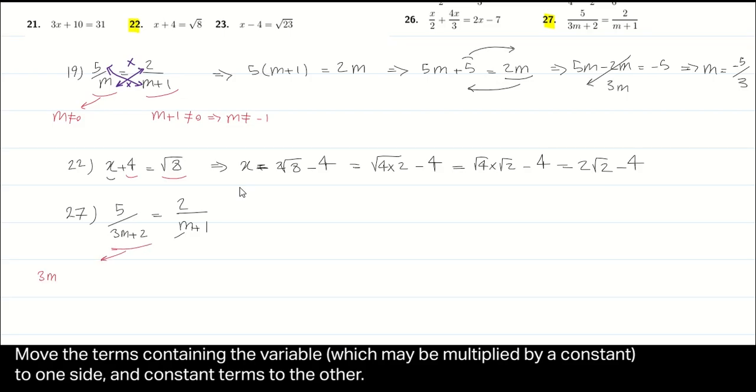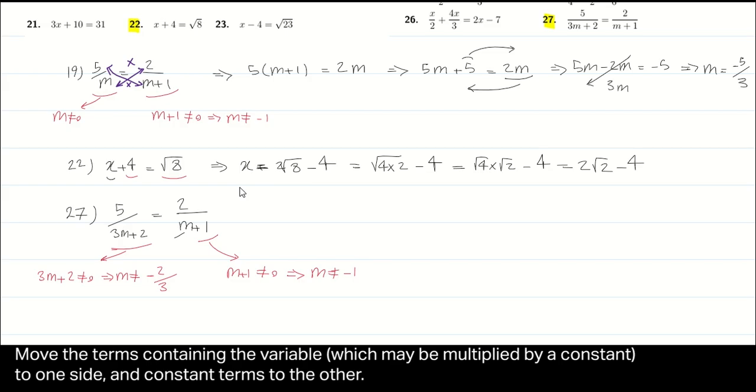So looking at the left hand side, 3m plus 2 should not be equal to 0. That means m should not be equal to -2 over 3. And looking at the right hand side, m plus 1 shouldn't be equal to 0, which means m should not be equal to -1.